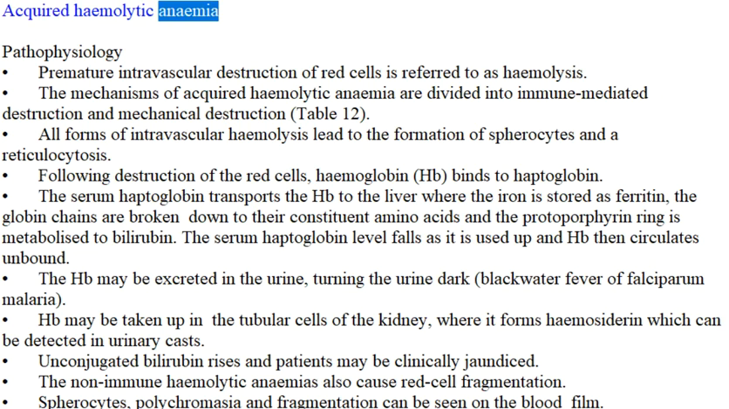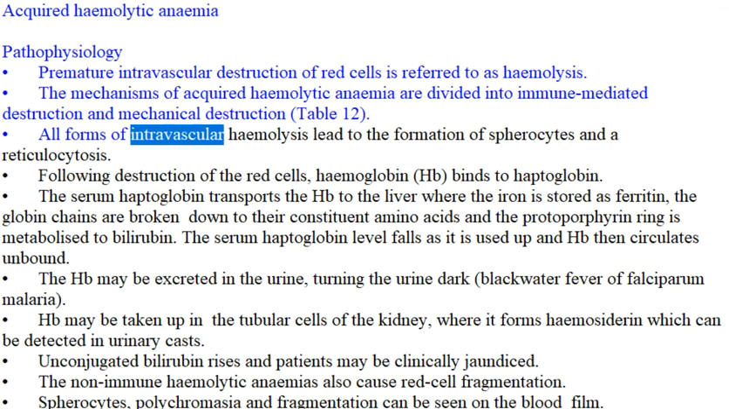Acquired hemolytic anemia. Pathophysiology. Premature intravascular destruction of red cells is referred to as hemolysis. The mechanisms of acquired hemolytic anemia are divided into immune-mediated destruction and mechanical destruction, Table 12.